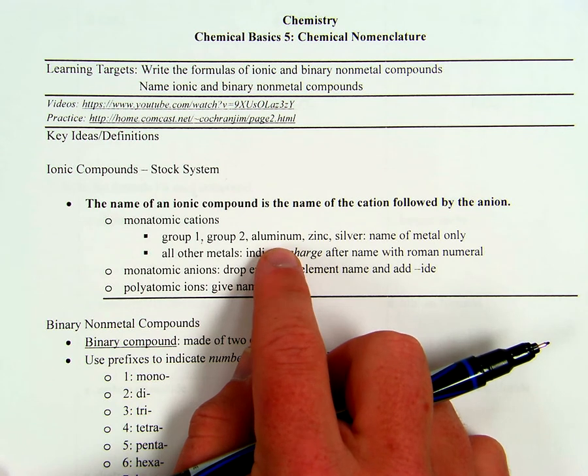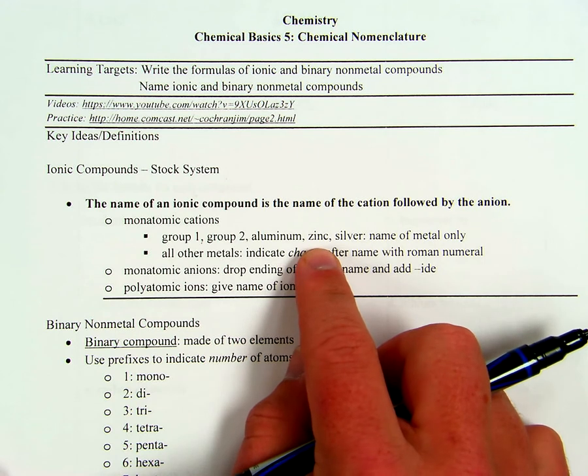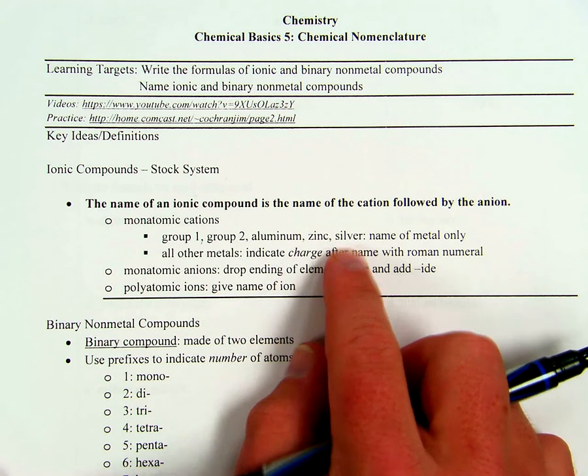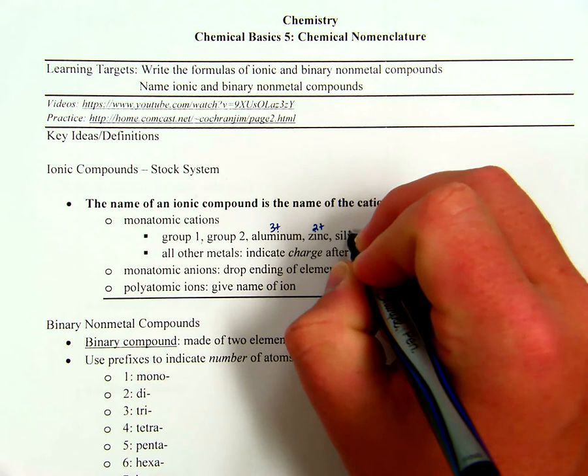You might want to mark that on your periodic table. Same thing with zinc. You might want to mark this on your periodic table. It is always 2 plus. And silver is always 1 plus. I'll just jot those down there. 3 plus, 2 plus, 1 plus.